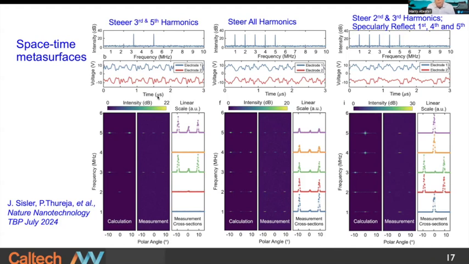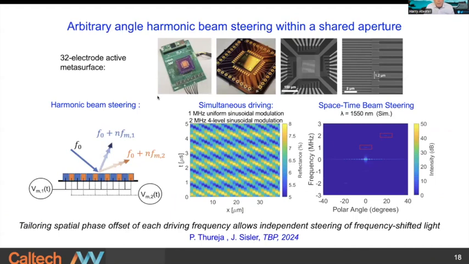So we can, in principle, now steer. This is the simplest realization showing we can steer beams at different frequencies at different angles. And to show this in a way that allows us to steer at more arbitrary angles, we've constructed a 32 electrode active metasurface that illustrates the overall space-time drive that allows for space-time beam steering at multiple angles.